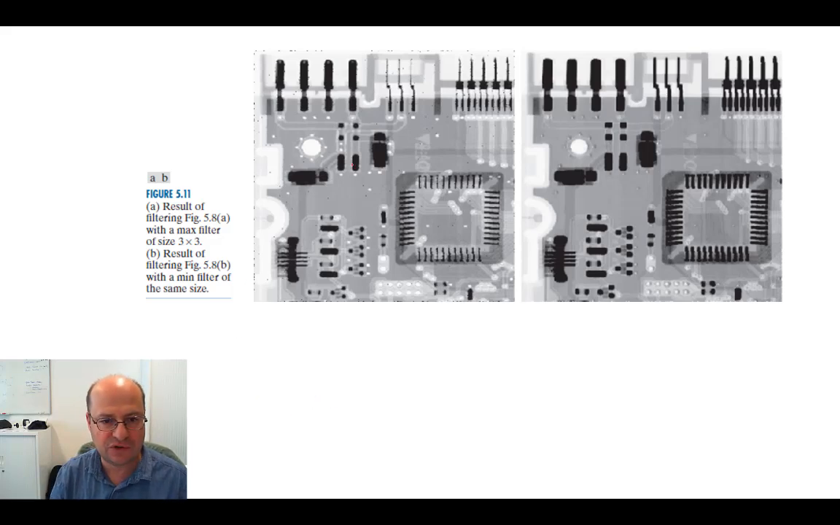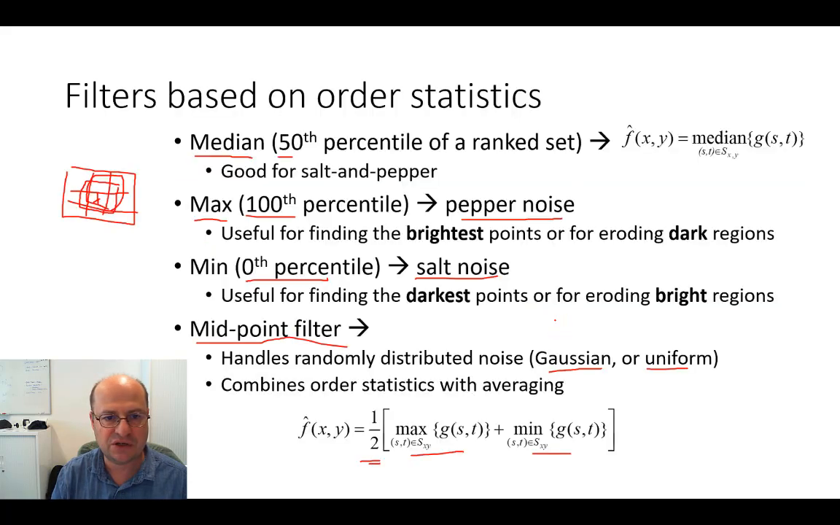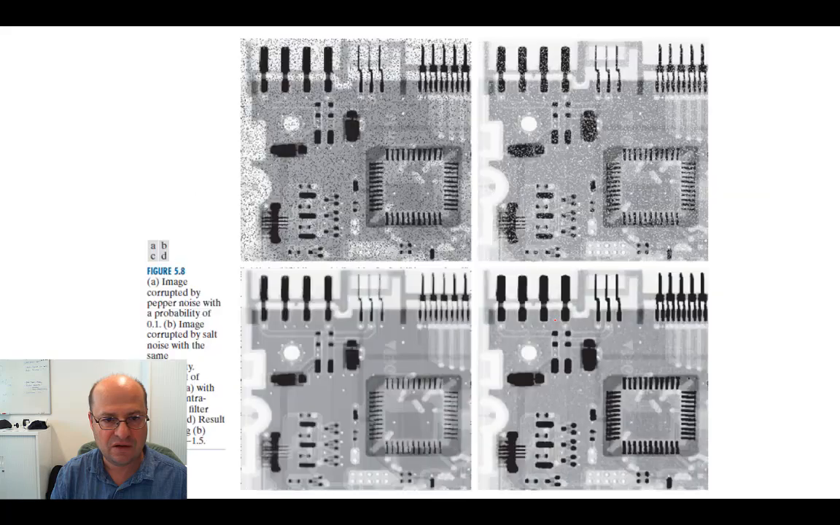This is the result of applying a min filter, the result of applying a max filter, and the result of applying a min filter on the image that we've seen before. Max filter and min filter on this image.